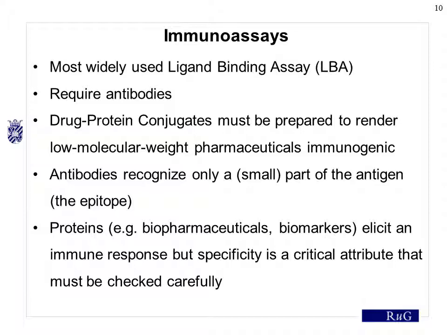Specificity is a critical attribute in ligand binding assays, as detection is indirect. That means you will get a fluorescent or colored signal or radioactivity binding, but you do not get any chemical information. That means if the antibody recognizes another protein or another molecule that is related, you will not be able to discriminate the signal based on one molecule from that based on the other interfering molecule. This has recently led to many discussions in the field of bioanalysis questioning the specificity of many commercially available antibodies.